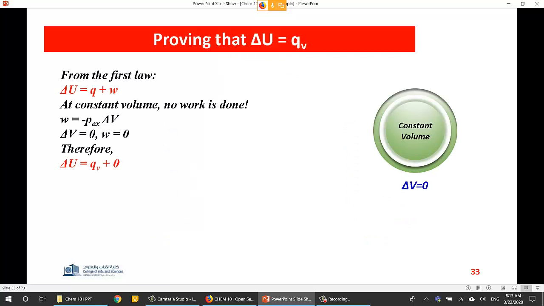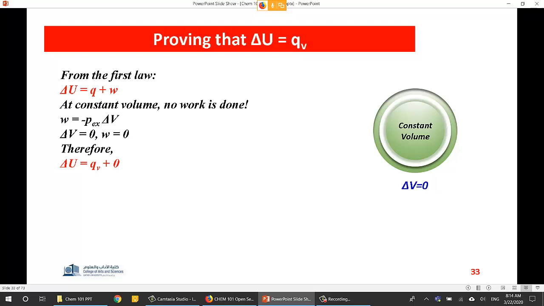Now, let's prove a very important rule in thermodynamics, which is delta U equals QV. If you start from the first law of thermodynamics, delta U equals Q plus W, we know that at constant volume there is no work done, because work is equal to minus P delta V. When delta V is zero, you have a fixed container with rigid walls, let's say a gas cylinder made of steel, and the volume does not change. In that case, there is no work, because W is minus P delta V.